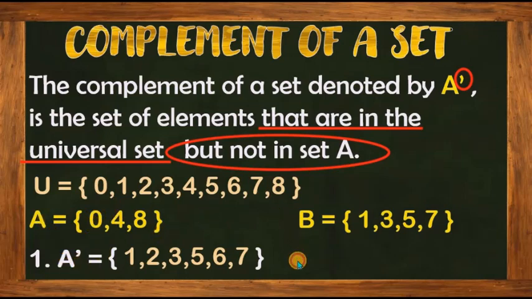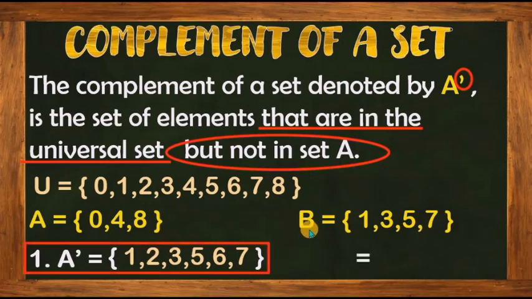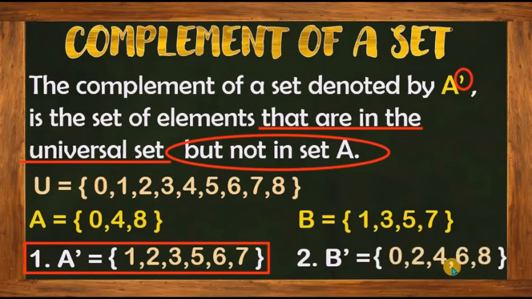Okay? Another example. What is the complement of set B? So, what are the contents of set B? That's 1, 3, 5, and 7. Going back to the universal set, remove all the elements of set B. That is 1, 3, 5, 7. What are left? That is 0, 2, 4, 6, and 8. So, that's the complement of set B.